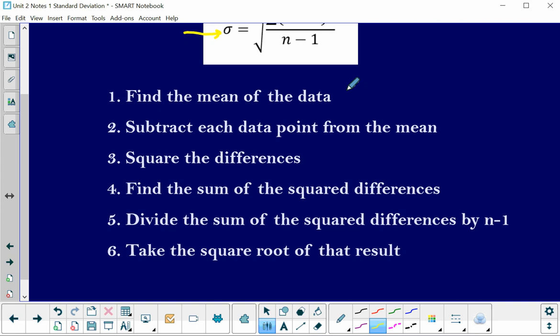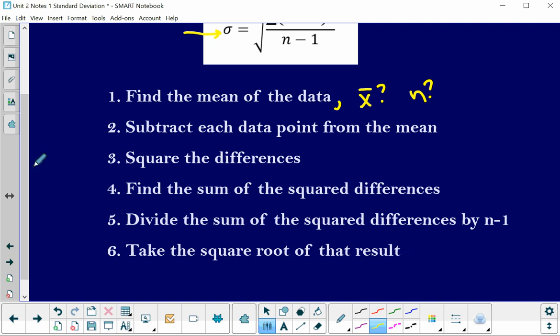The first thing you have to know is what is the mean of the data. So that's your x bar, and the other thing you need is your n. We always need to know what n is. Then the second thing you do is subtract each data point from the mean. Then you square all of those differences. Then you find the sum of those squared differences, meaning add them up. Then you divide that by n minus 1. And then you take the square root. The square root is the very last thing that you'll do.